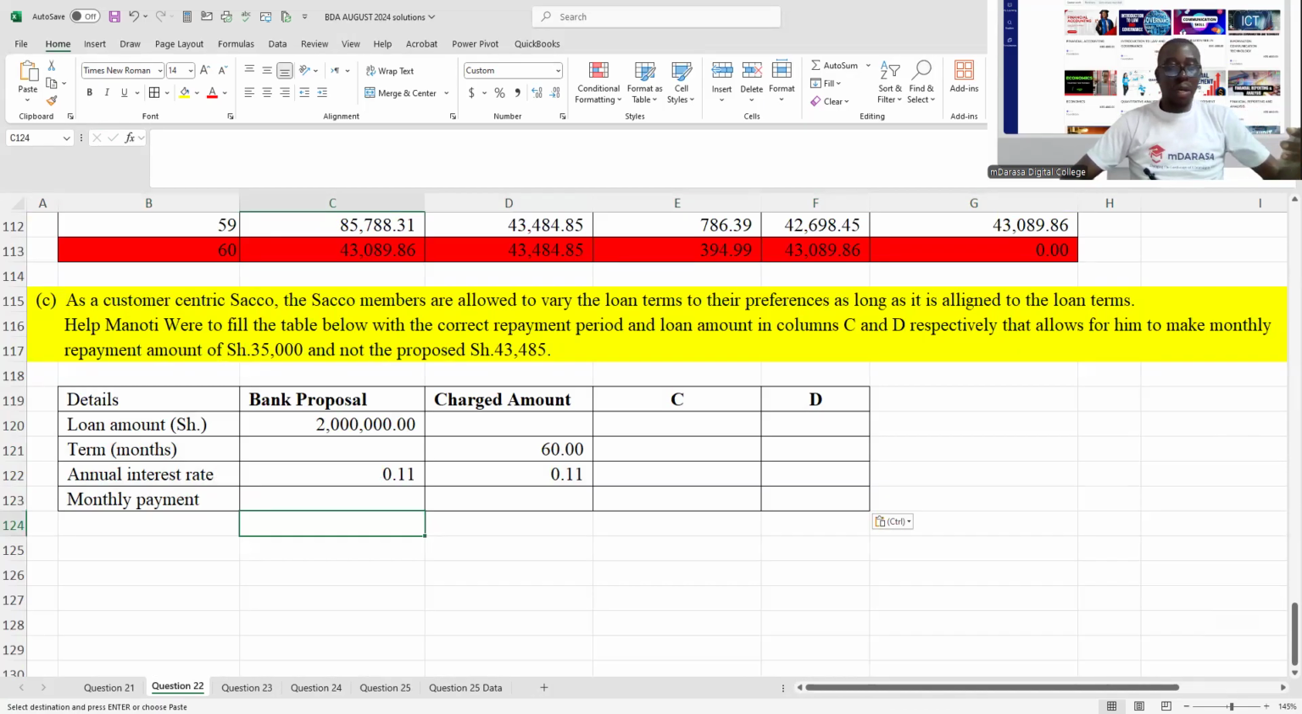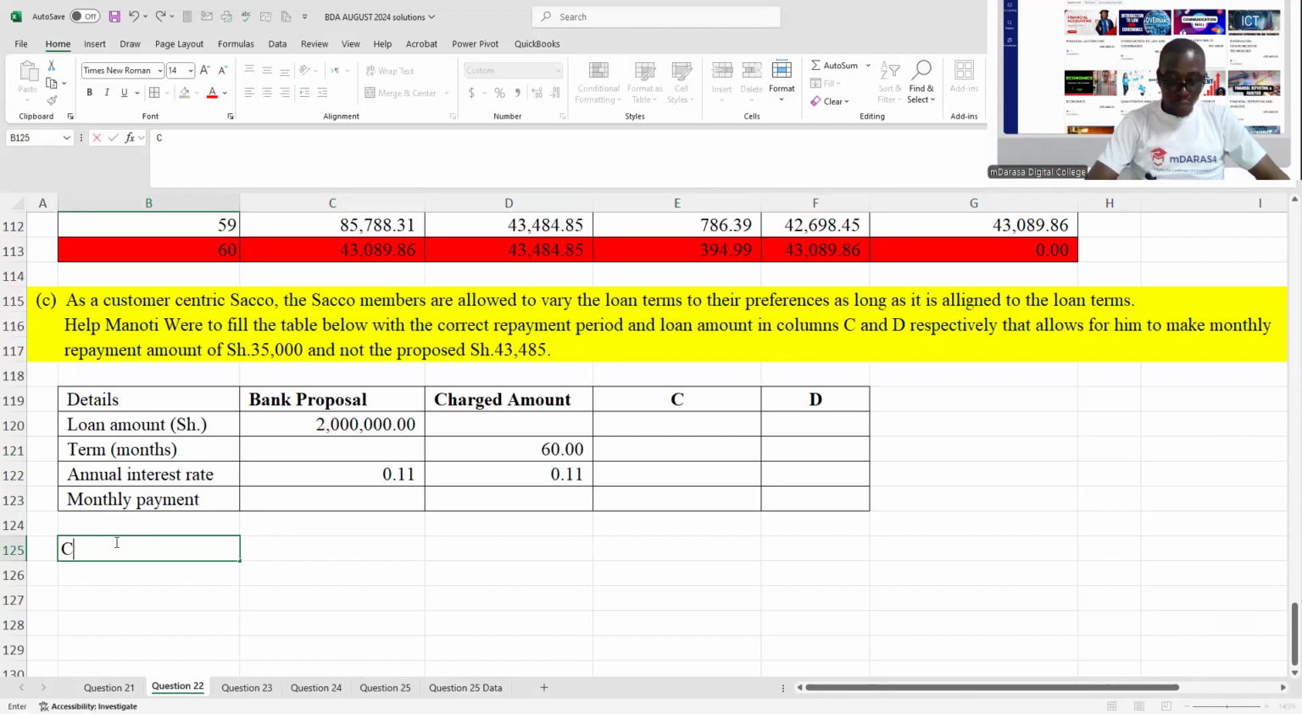In scenario 2, I'm also required to determine the loan amount that I'll be required to have. So we deal with scenario 1. In this case, we need to fill in the first column, column C. In column C, we want to determine the repayment period, given these flexed terms.